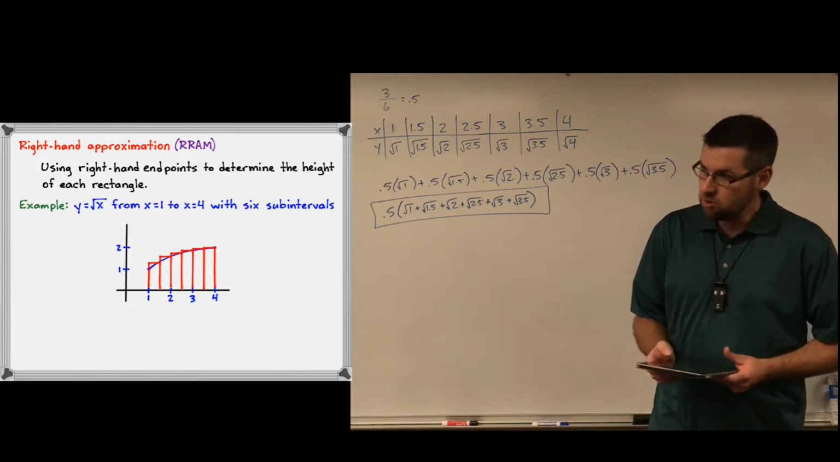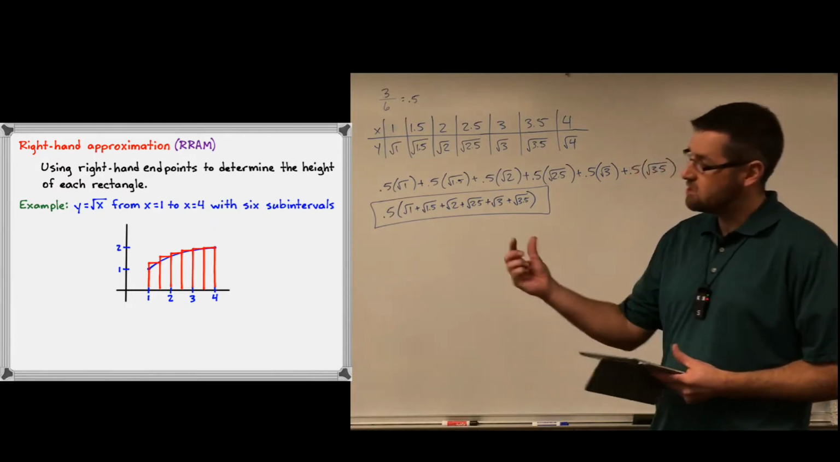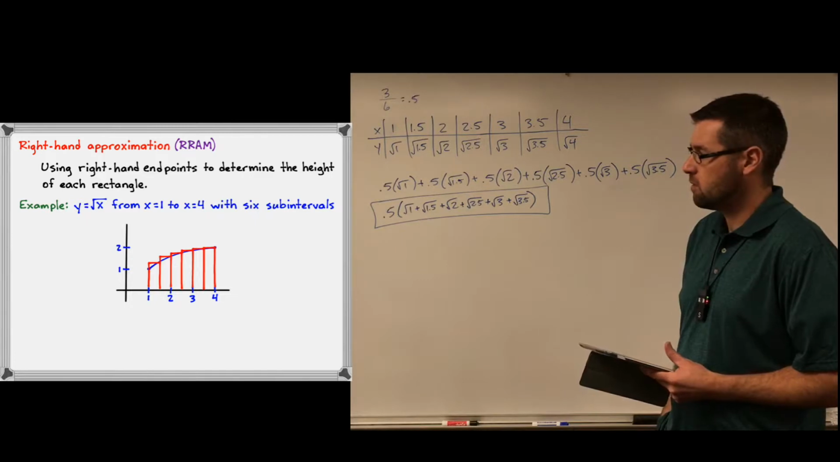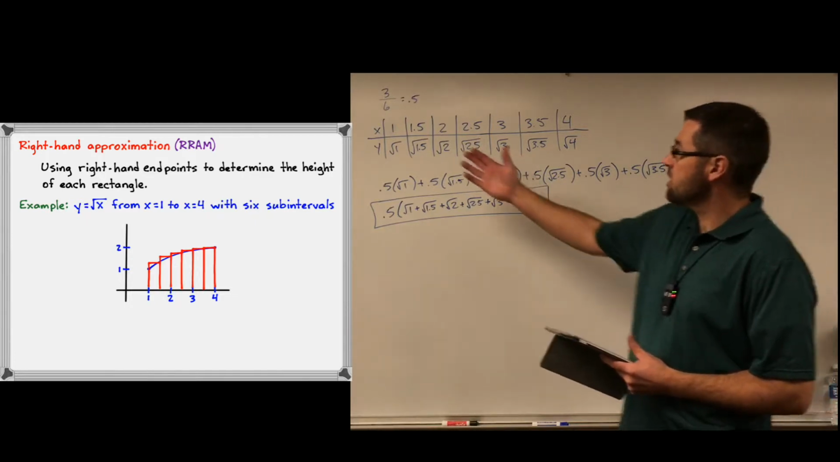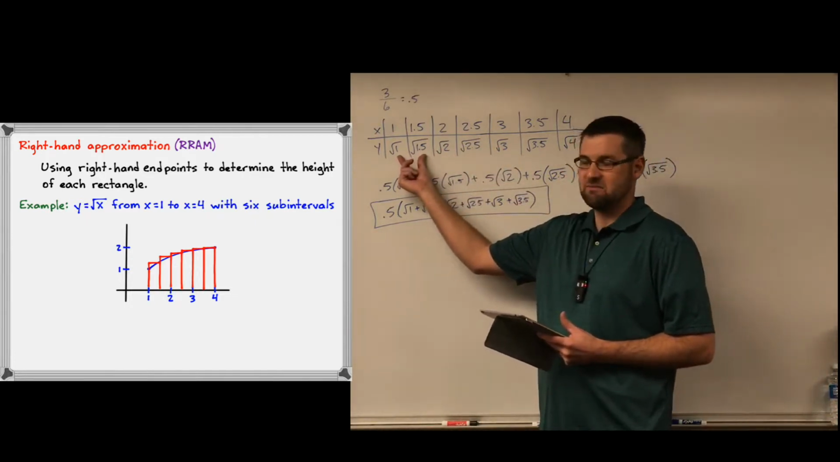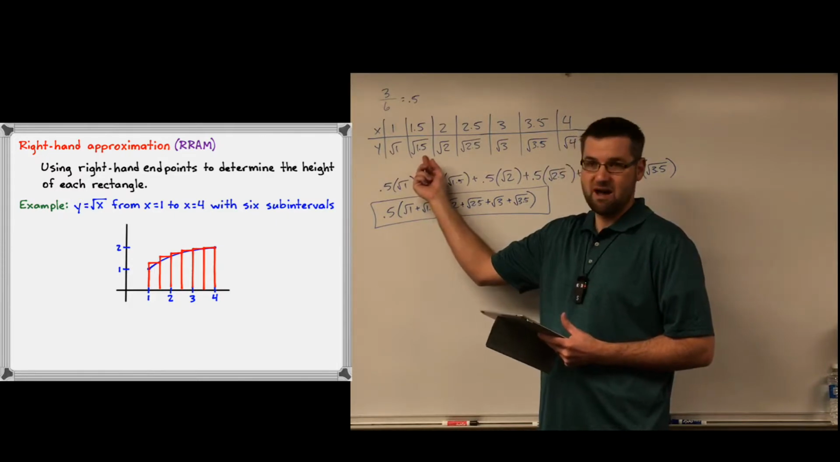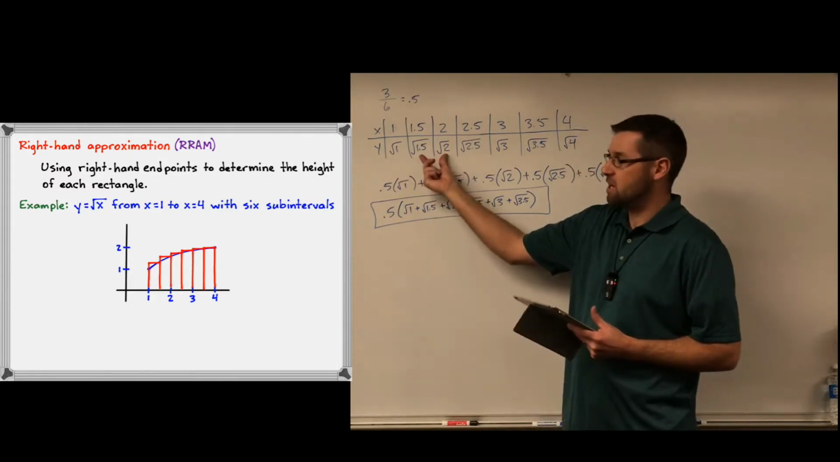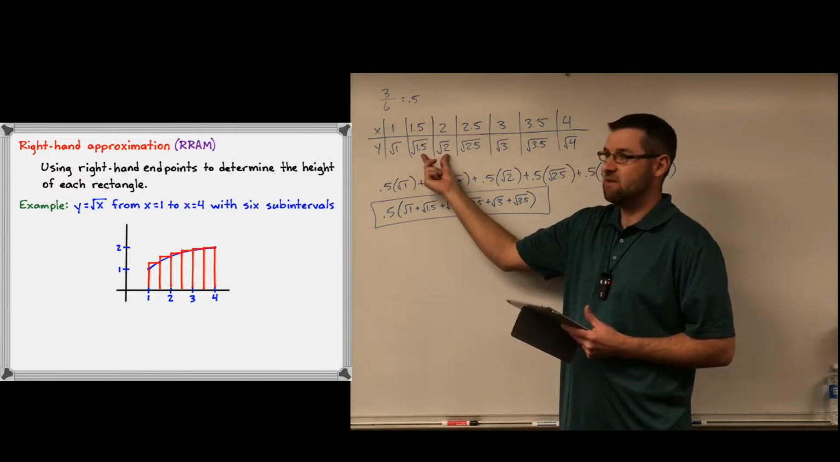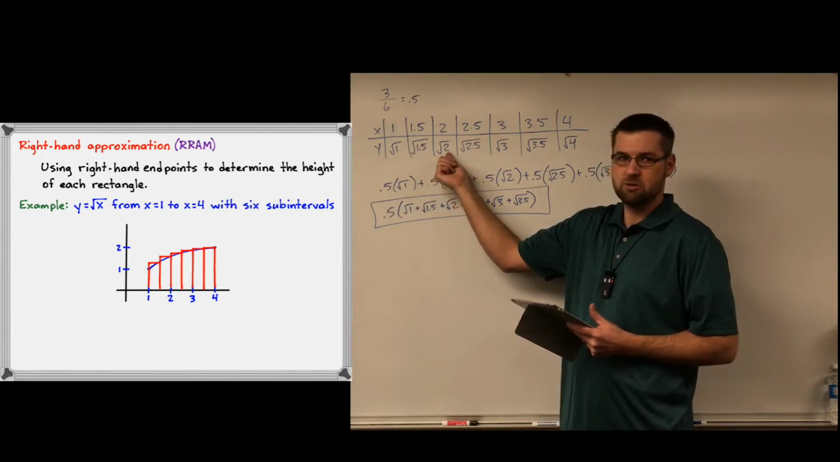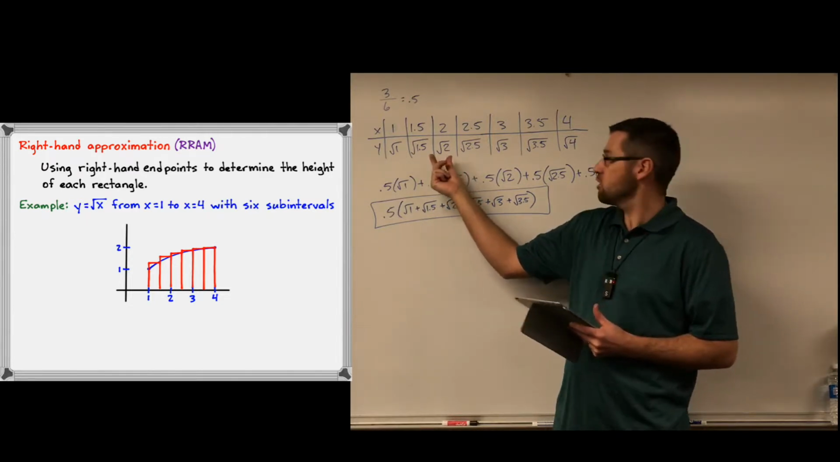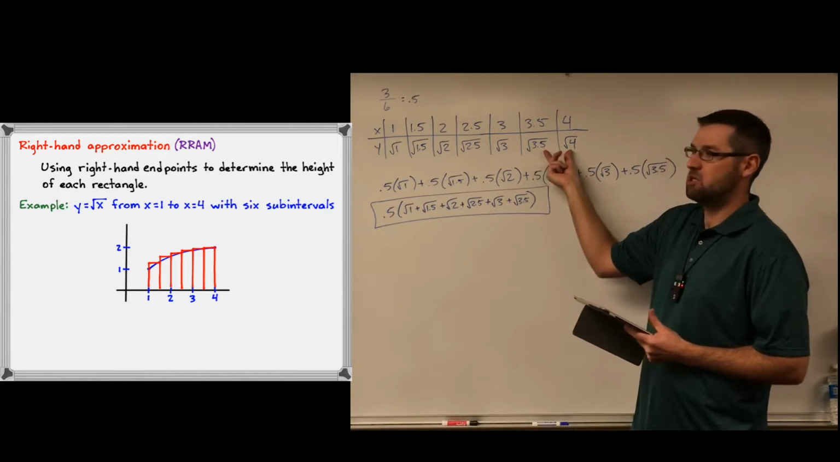Okay. So if I'm going to break this down, what is the width of the first rectangle? 0.5. But looking at this table now, what's the height? Rad 1.5. What's the width of the second one? 0.5. And what's the height? Rad 2. Are you guys okay with this? And you're going to repeat this all the way to the end, but which height are you going to use here? The rad 4.